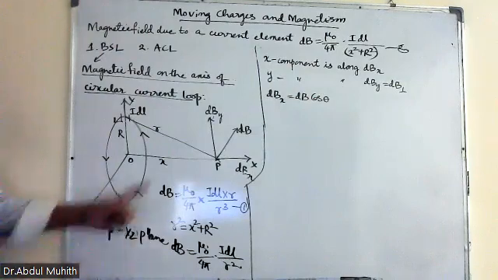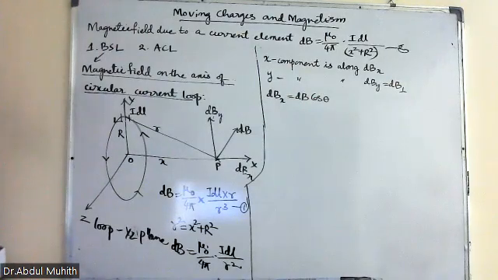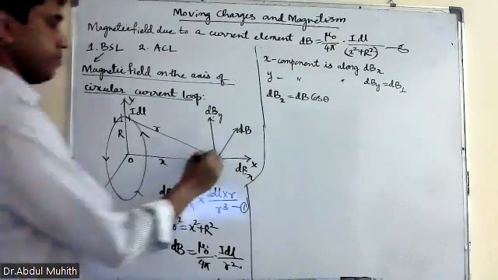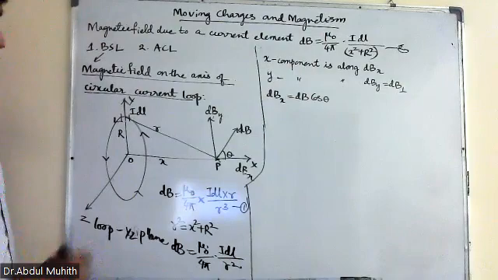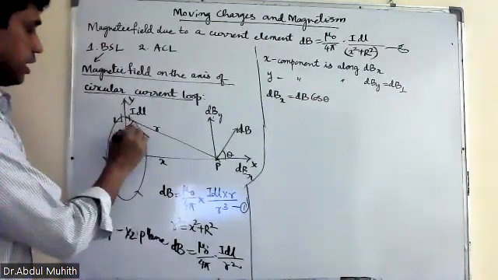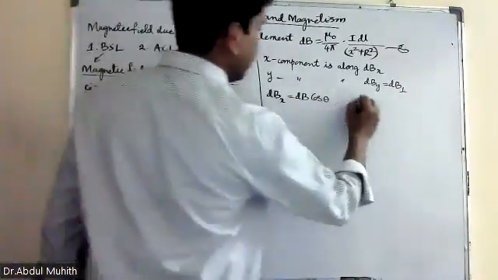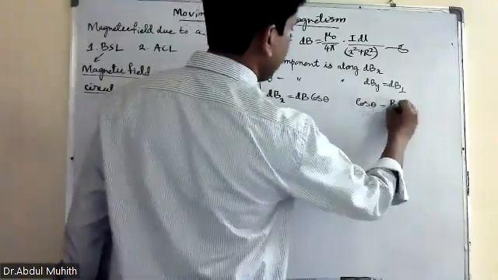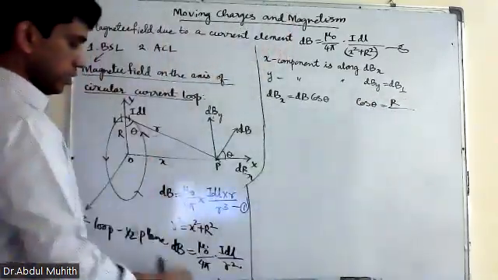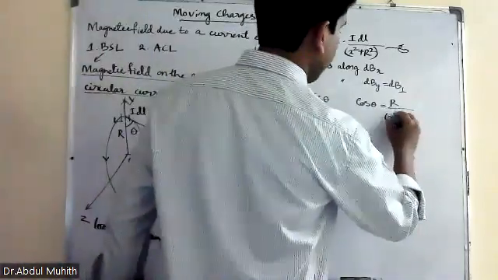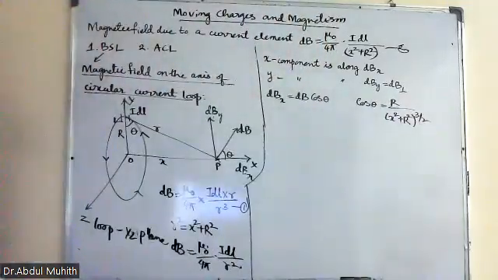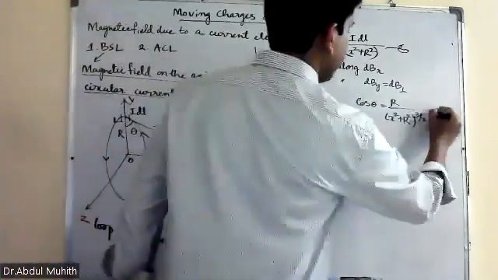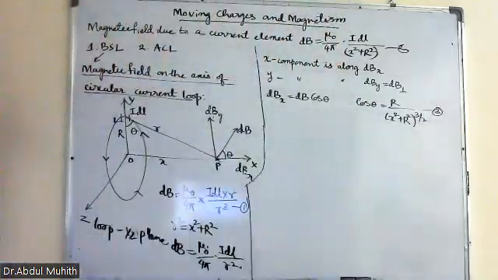If I want to find cos theta, this is the angle theta. Cos theta is the adjacent side by the hypotenuse. What is the hypotenuse? It is r, which is the square root of x square plus R square. So cos theta is equal to R divided by x square plus R square whole to the power of 3 by 2. That is equation number 3.